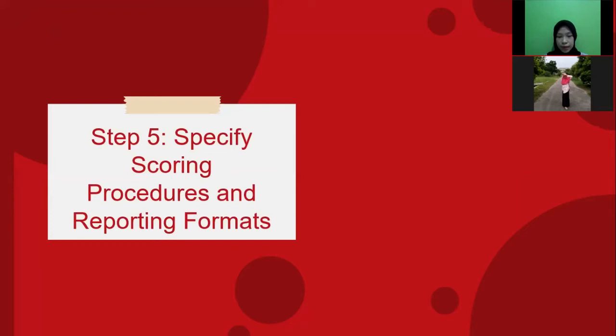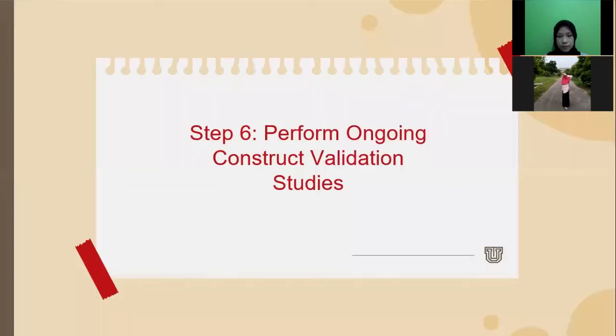And last, step 6. Perform ongoing construct validation studies. From the above discussion, it should be clear that no standardized instrument is expected to be used repeatedly without a continuing program of ongoing construct validation. Any standardized test that is developed must be accompanied by systematic periodic corroboration of its effectiveness and by steps to direct its improvement from administration to administration.